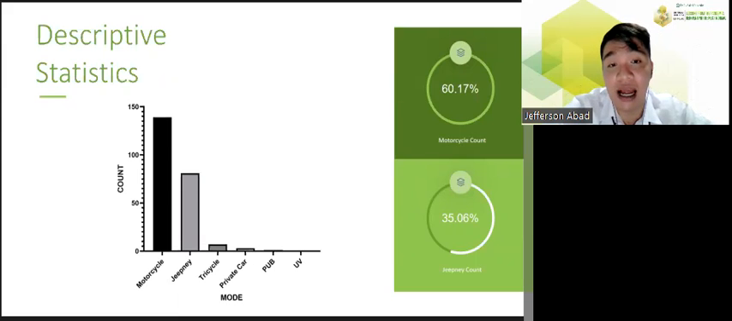So jeepney comes next at a count of 81. This can be attributed to jeepneys being the primary travel mode of respondents not owning either a motorcycle or private car, and more so that the jeepneys offer lower fares. Tricycle comes third with a count of 7. It's just considered for trips within the municipality. Private car and PUB come fourth and fifth, with the UV having no count.